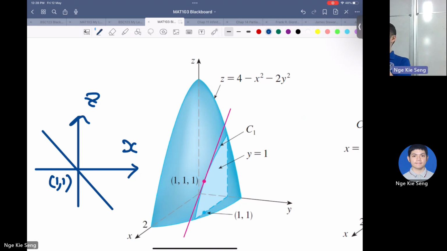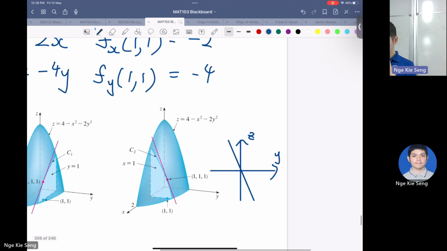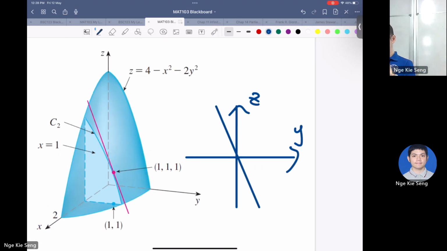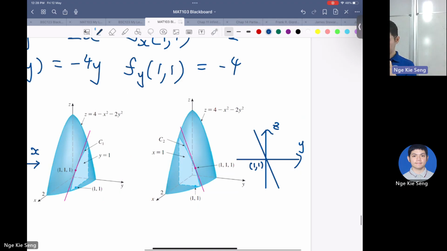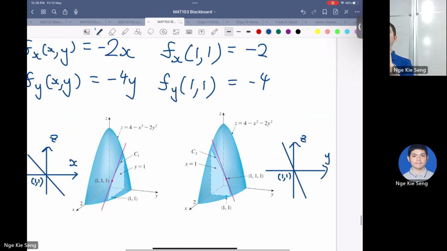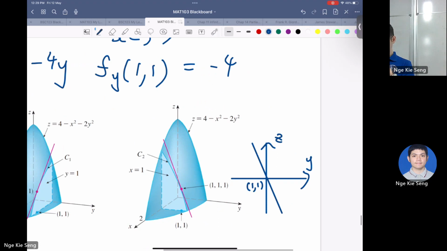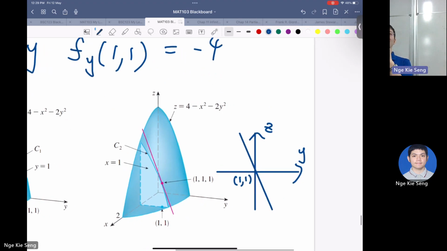Can everyone see? Okay, good. How about this one? X1. Is it the right place? Okay, right direction. Okay, yeah, good. Do you want to see longer or okay already?